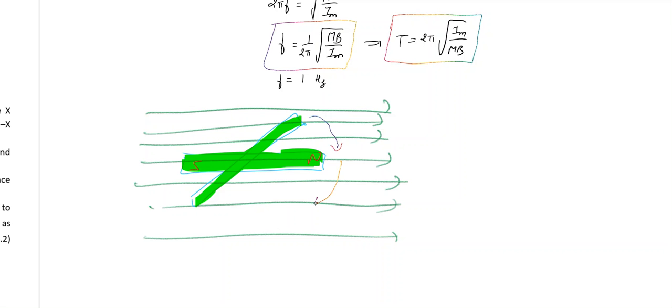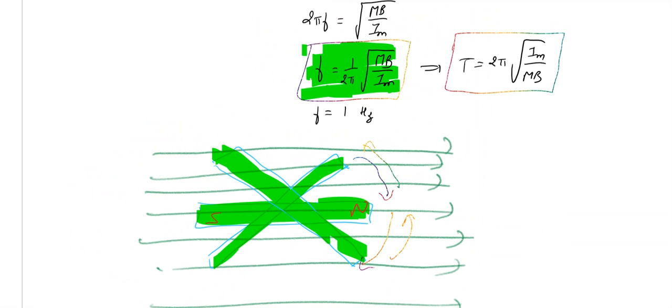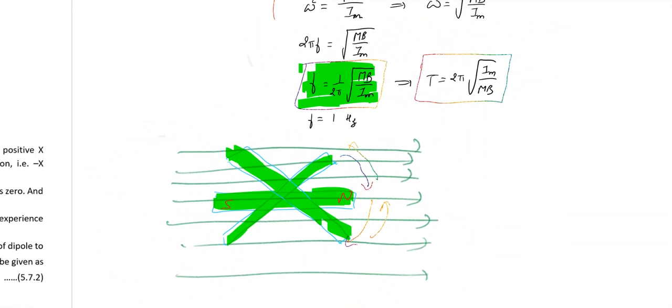So it will go here. Again, from that point, it will go back. And again, it will reach here. So the dipole will oscillate like this, and the frequency of oscillation is given by this formula. How fast, or how many times the dipole will oscillate per second, is given by this formula. So that was the topic.